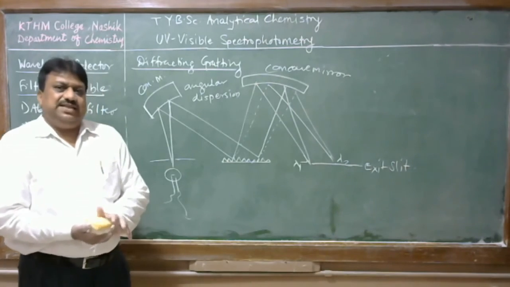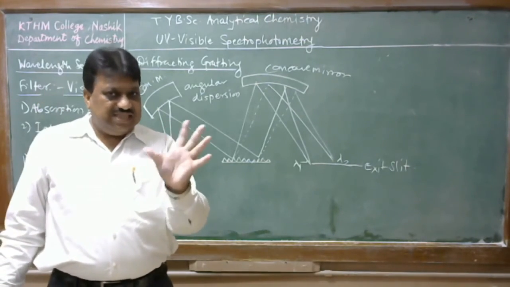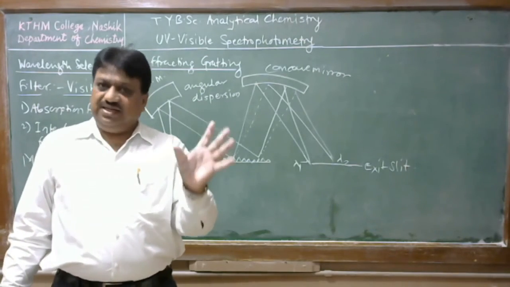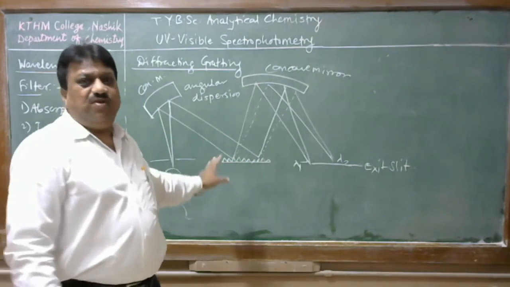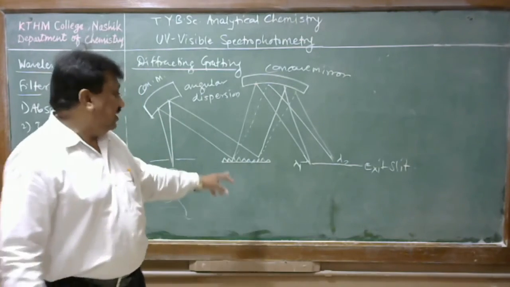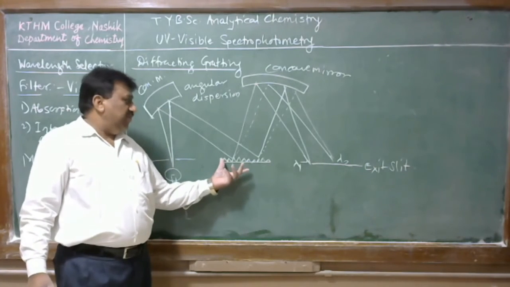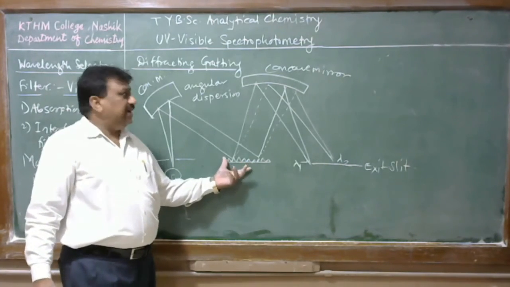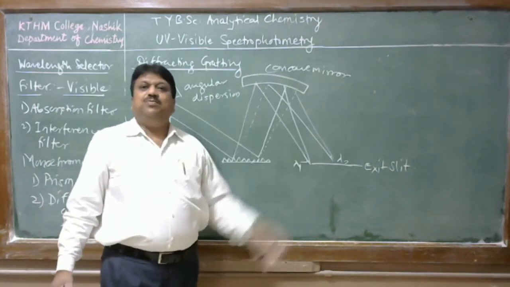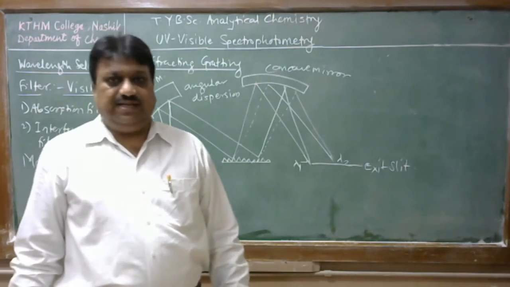The compact disc which we are familiar with, when we rotate it in different directions, shows a different color. That is one form of diffracting grating, but that is made up of acrylic material. Here it is made up of highly polished alumina. We can isolate up to 0.1 nanometer wavelength by using this diffracting grating.